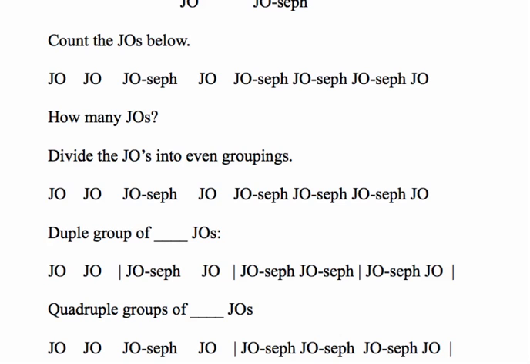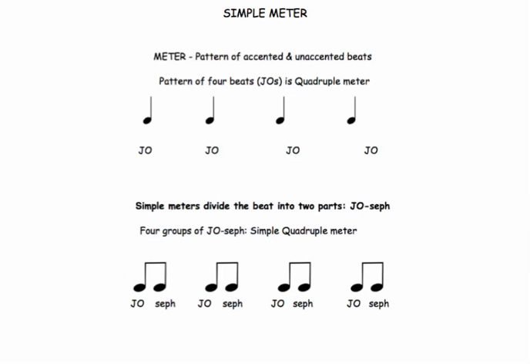Okay, so the key point here to remember is that in simple meter, our beat, Joe, can be subdivided into 2 parts. Joseph, Joseph, Joseph, Joseph.